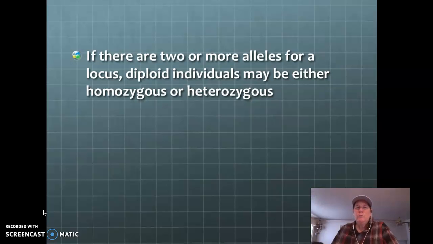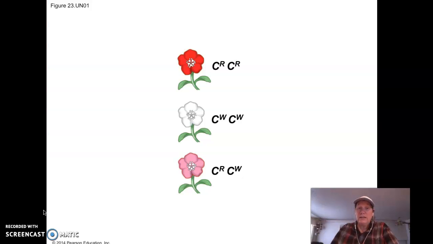But if you have two or more alleles for a locus, for a characteristic, you can end up, remember, with a diploid individual that's going to either be homozygous or heterozygous. And again, we talked about this. But if you have three characteristics like here, sometimes you don't get that. Okay, this is homozygous dominant for red. This is homozygous dominant for white, or homozygous recessive, for white.